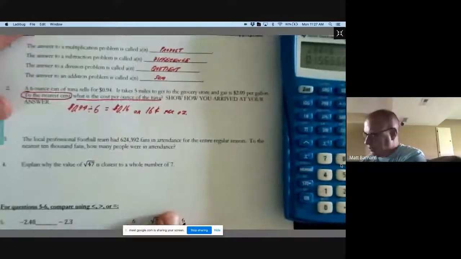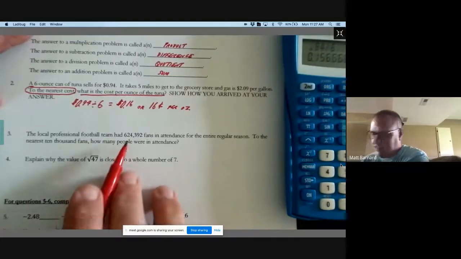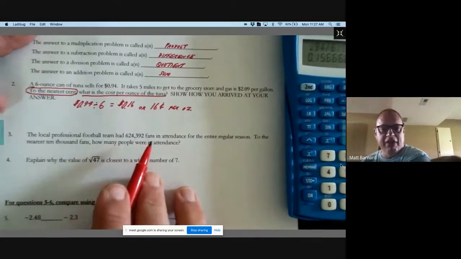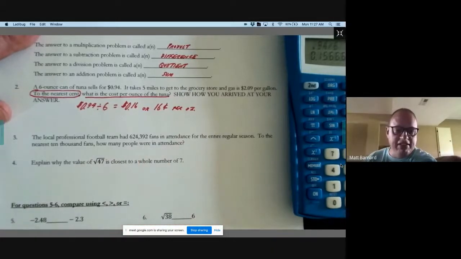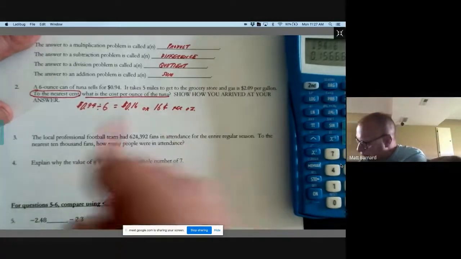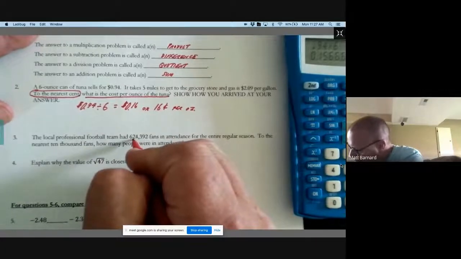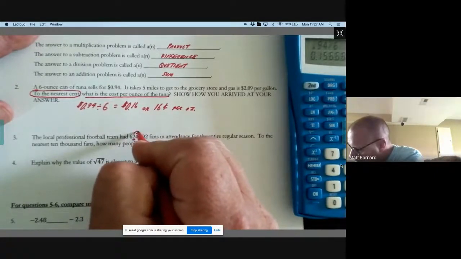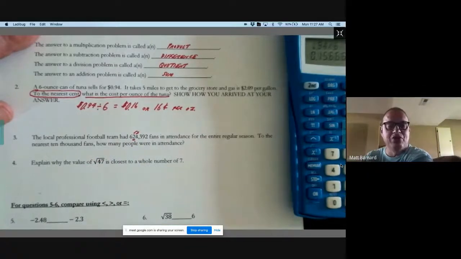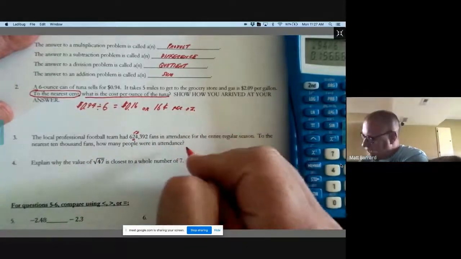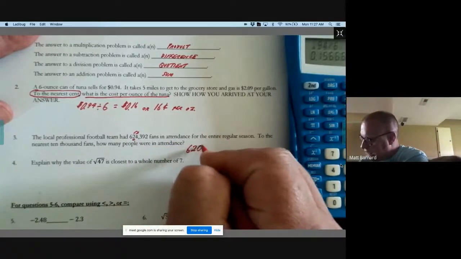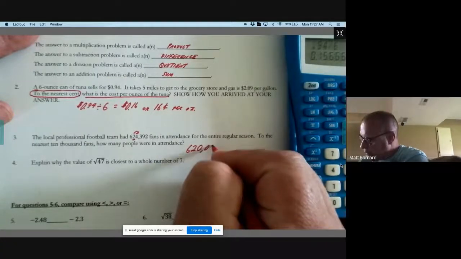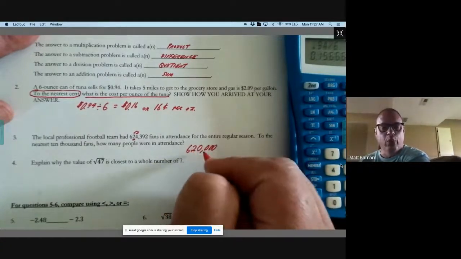All right, a local professional football team had 624,392 fans in attendance for the entire regular season. To the nearest 10,000 fans, how many people were in attendance? So rounding to 10,000, that's where this 2 is. We look to the right. We'll notice that the number to the right of the 2 is less than 5. So that 6 will stay, that 2 will stay, and everything after the 10,000th place will become zeros. 620,000.